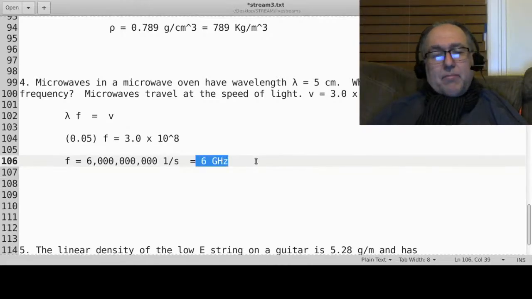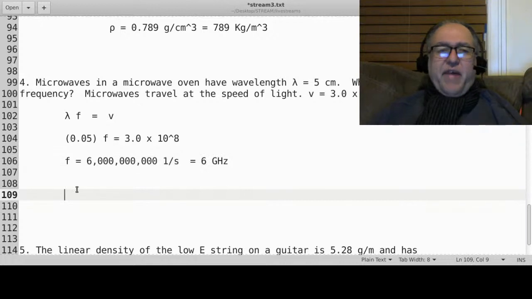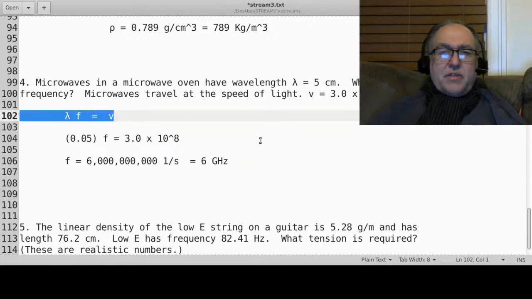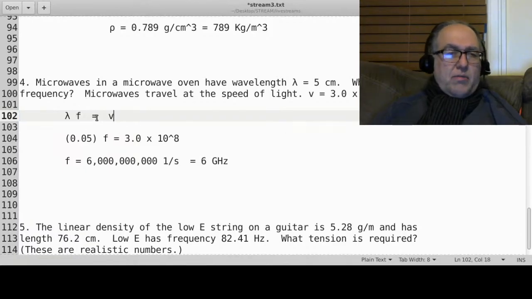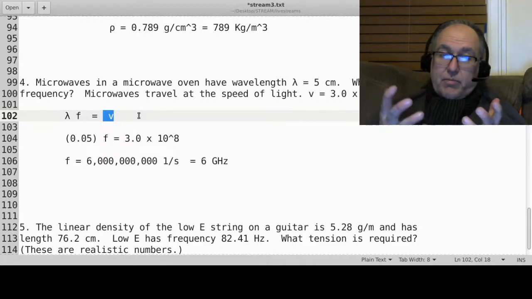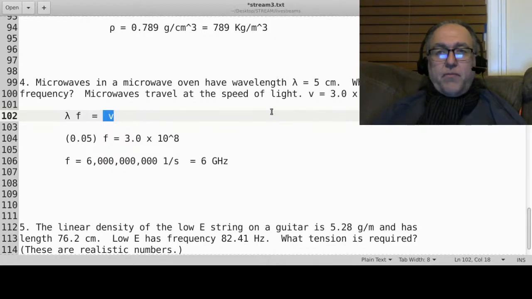Now, what does that mean? That means that your microwaves actually oscillate at a rate of 6 billion times per second. So this is very fast, but it's happening at the microscopic level. All right, very easy problem, but there you go, an example of lambda f is equal to v. The only subtle thing is you always have to remember that v doesn't change for a particular wave. Say electromagnetic waves, v does not change.